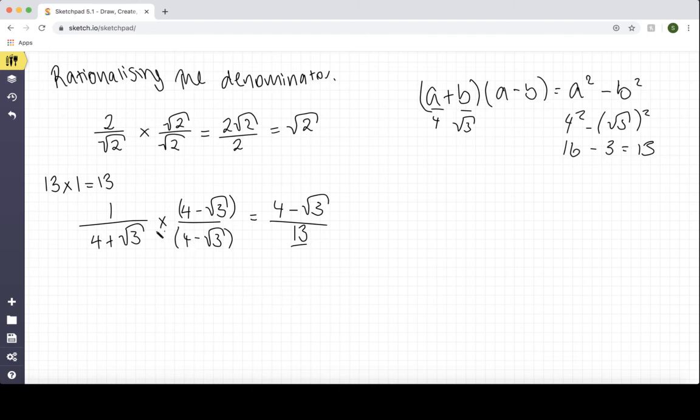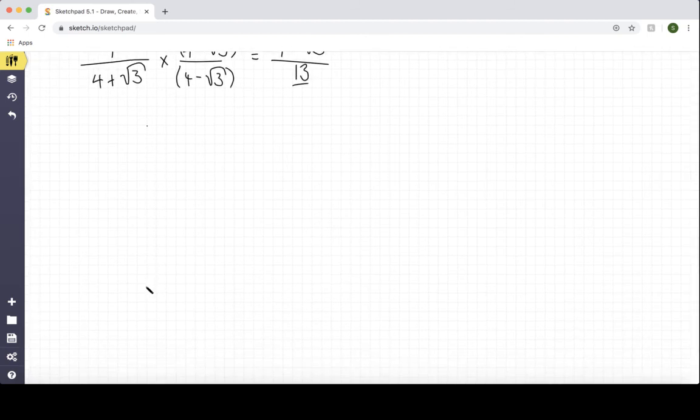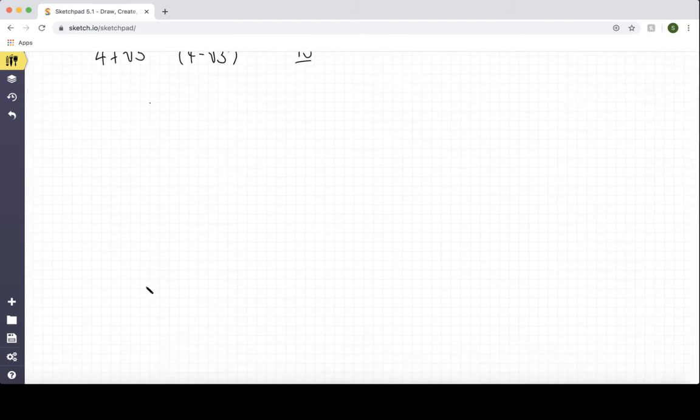So yeah, you just want to change this sign. So if this is a plus, then have the same numbers, but just change it to a minus. If this is a minus, then have this as a plus, okay? So let's do another example. This is another one for you to do at home.